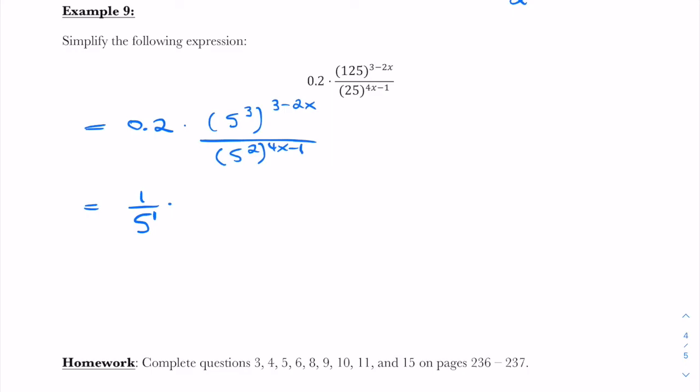In the fraction, we'll use our power of a power rule. So go ahead and multiply the exponents. This will give you 5 to the exponent of 9 take away 6x, and that's over 5 to the exponent of 8x, take away 2. Once again, just using the power of a power rule. Next, we can go ahead and simplify the fraction. So we're dividing powers. That means keep the base and subtract the exponents.